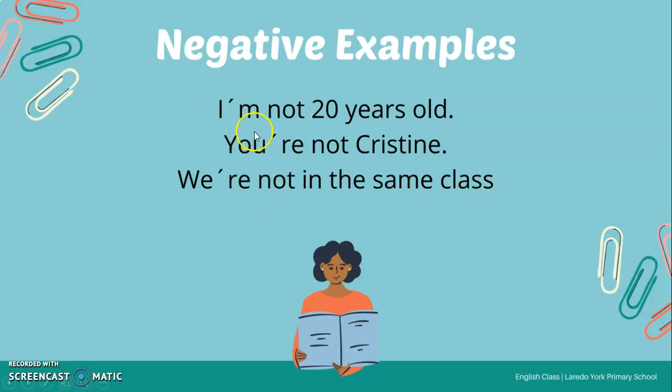Negative, right? If I just remove not, I'm 20 years old. It means that you are actually 20 years old. That's your actual age right now.